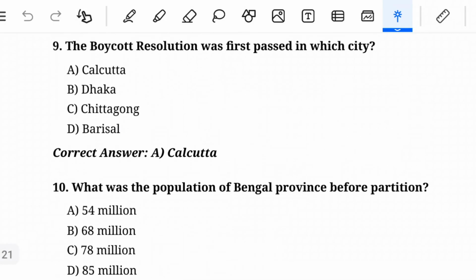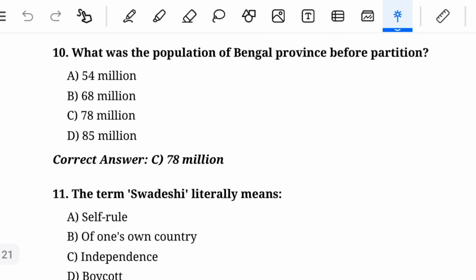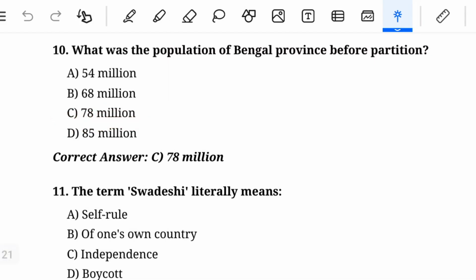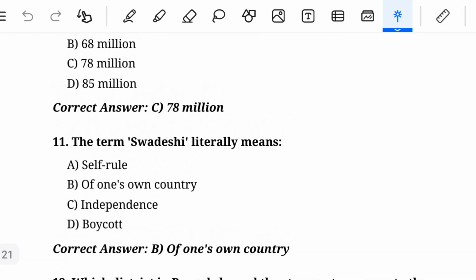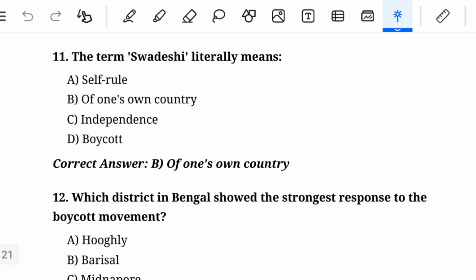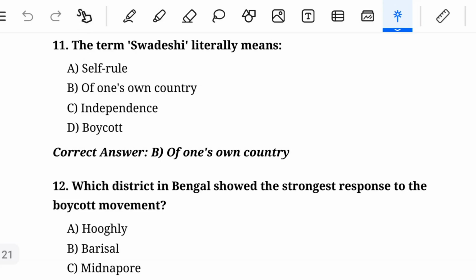10. What was the population of Bengal province before partition? A. 54 million, B. 68 million, C. 78 million, D. 85 million. Correct answer: C. 78 million. 11. The term Swadeshi literally means: A. self-rule, B. of one's own country, C. independence, D. boycott. Correct answer: B.